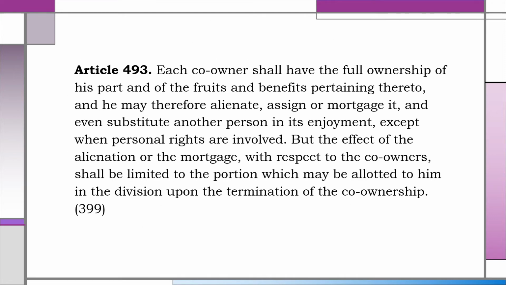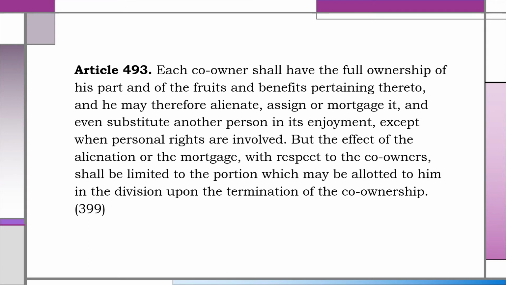Article 493. Each co-owner shall have the full ownership of his part and of the fruits and benefits pertaining thereto, and he may therefore alienate, assign, or mortgage it, and even substitute another person in its enjoyment, except when personal rights are involved. But the effect of the alienation or the mortgage with respect to the co-owners shall be limited to the portion which may be allotted to him in the division upon the termination of the co-ownership.